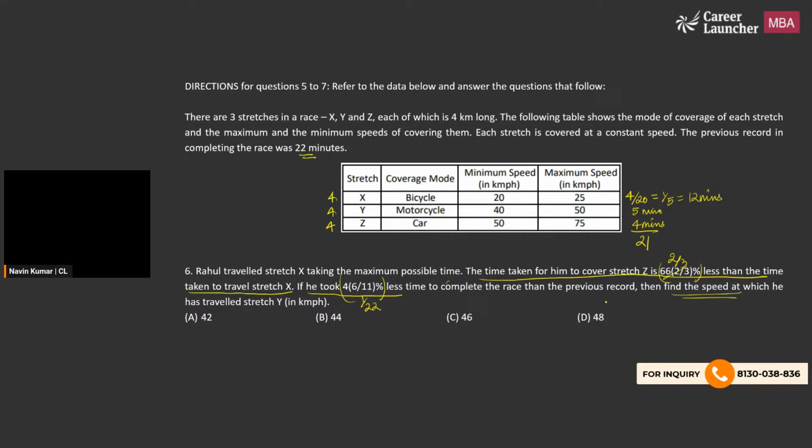The question asked is to find the speed at which he has traveled stretch Y. For stretch Y, speed is going to be distance divided by time, right? But this time is in minutes. We need to convert this into hours. So this is going to be 4 into 60 divided by 5, which is 5 times 12 is 60. 12 into 4 will result in 48.